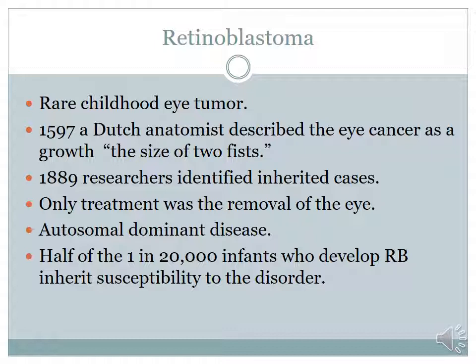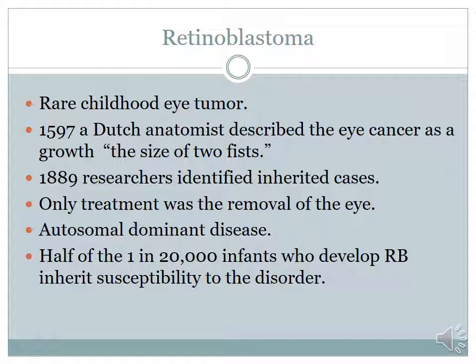Retinoblastoma is a rare childhood eye tumor. In 1597, a Dutch anatomist described the eye cancer as a growth the size of two fists. In 1889, researchers identified inherited cases of retinoblastoma. The only treatment at this time was the removal of the eye.